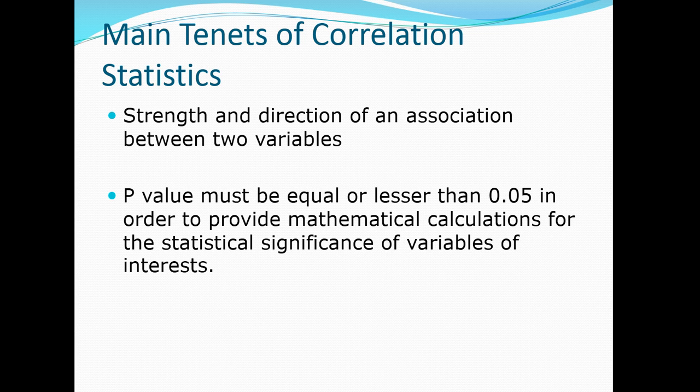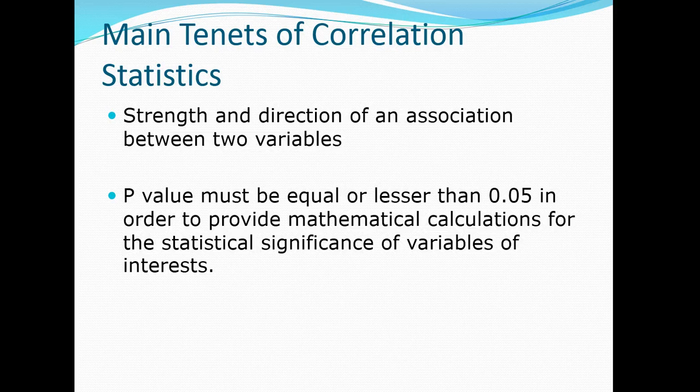The main tenets of correlation statistics are the following. Correlation statistics will give you a sense of the strength and direction of an association between two variables. Now, take note, what it says here is association. There are two major purposes of doing research. That is, one is to establish association, and the other major purpose is to establish prediction or predictive power. Correlation statistics are basically limited to determining strength and direction of an association between two variables, nothing more beyond association.